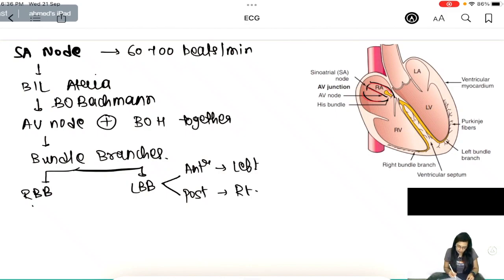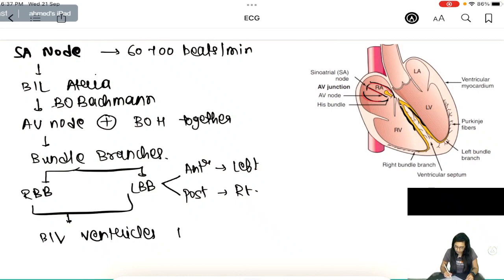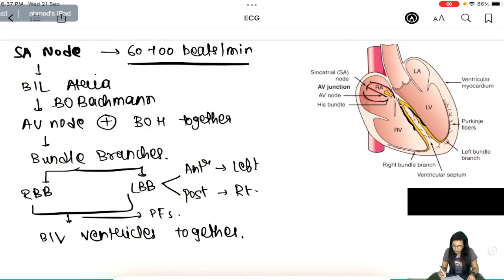Okay, so these are the bundle branches. From these bundle branches, it goes to the bilateral ventricles together. Normally both the ventricles will be stimulated together by the impulse, simultaneously. It goes to the ventricles from bundle branches using Purkinje fibers. Okay, so this is clear. This is the normal conduction of an impulse from SA node to the ventricles. And as you can see, this is a bundle branch. Here there will be Purkinje fibers, and Purkinje fibers will again form the apex of the heart.